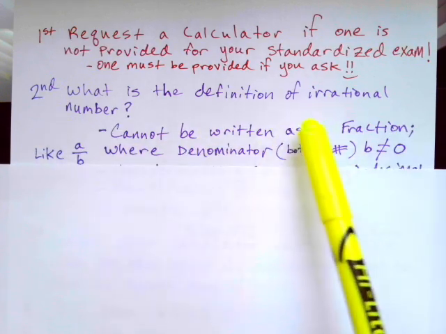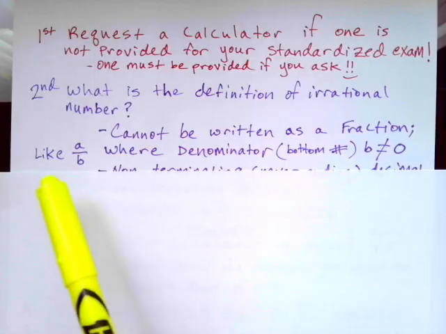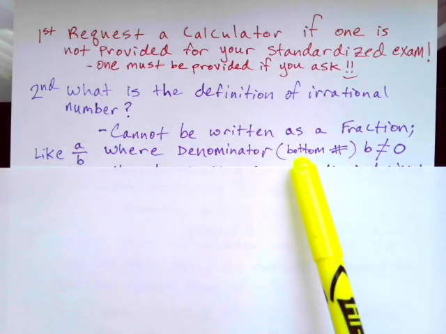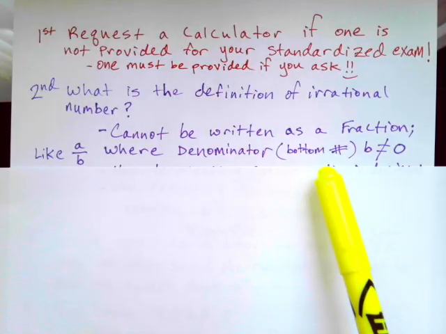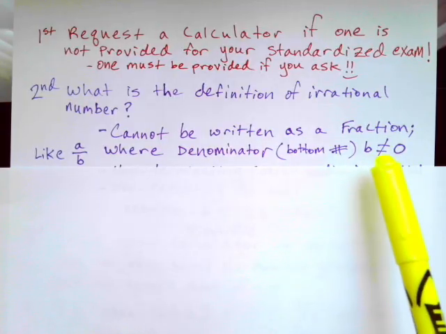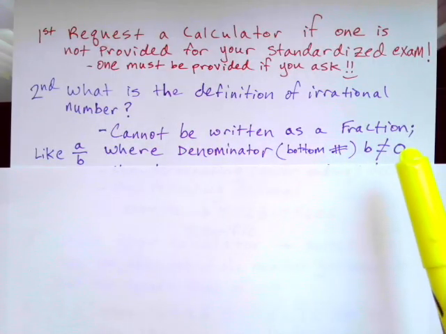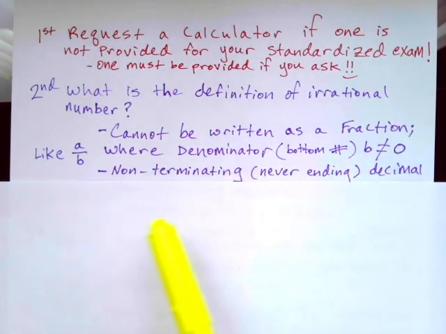It cannot be written as a fraction like A over B, where the denominator, that's the B value, the bottom number, cannot equal 0, right? So B cannot be equal to 0. Okay.